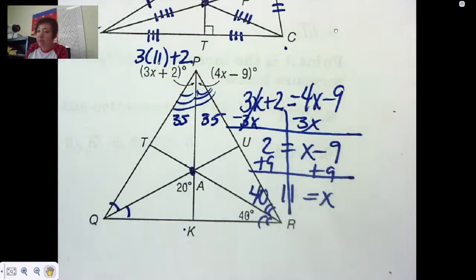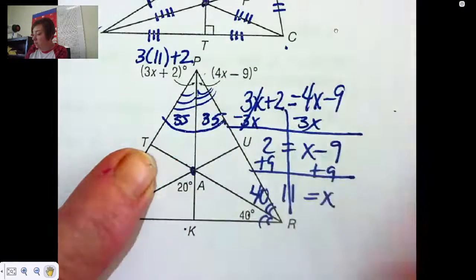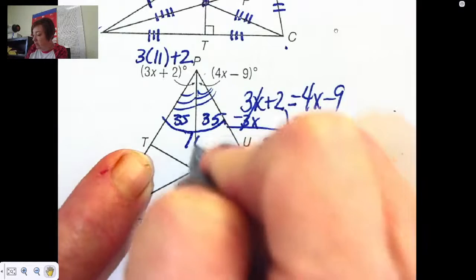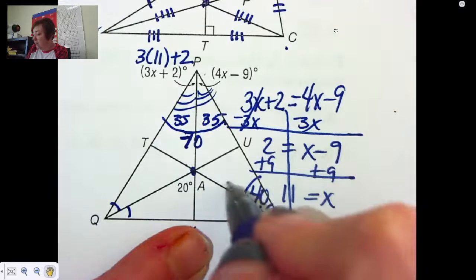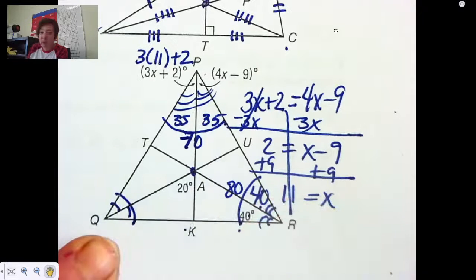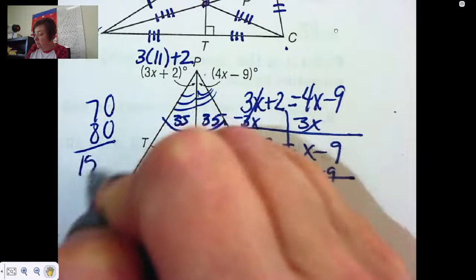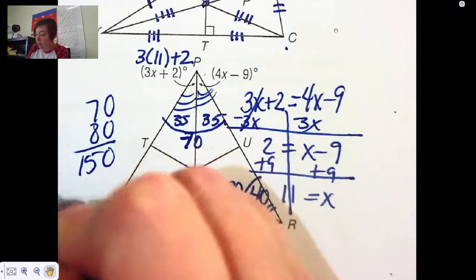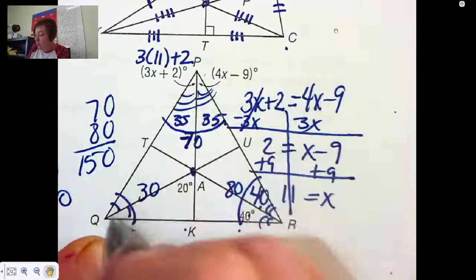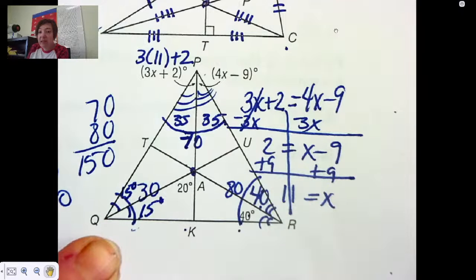So what's this one? 35. Now, I haven't even looked at the questions yet. I don't know what they say. But if I know that this is 35 and this is 35, what do I know about this whole angle? It's 70, right? And then if this is 40 and this is 40, what do I know with this whole angle? It's 80. So if I wanted to find this whole angle, I could, right? I would do 70 plus 80. That's 150. So this whole angle would be 30. 180 minus 150 is 30. So what are these two pieces of angles? They're 15, right?